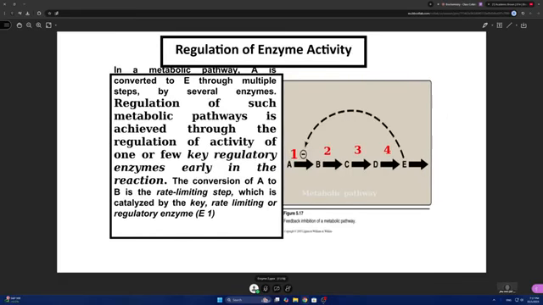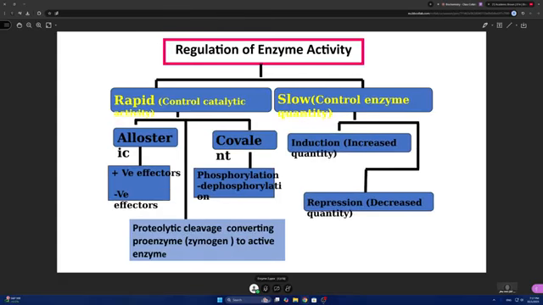Now coming to the regulation. In the regulation, there are rapid regulation and the slow regulation. In the rapid, there is allosteric regulation, proteolytic cleavage, and covalent modification. In the slow, it is induction and repression. Okay.